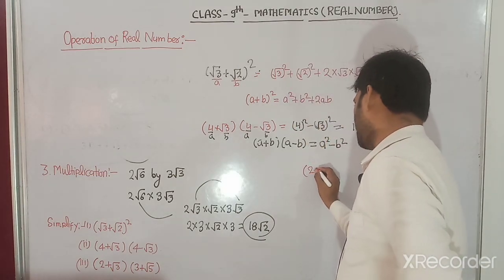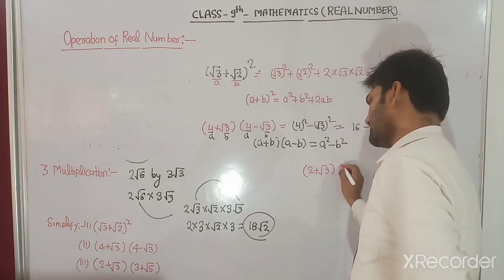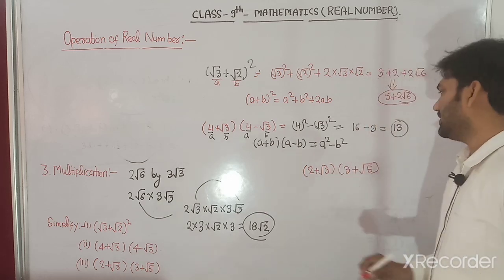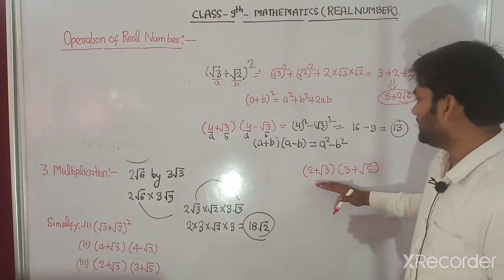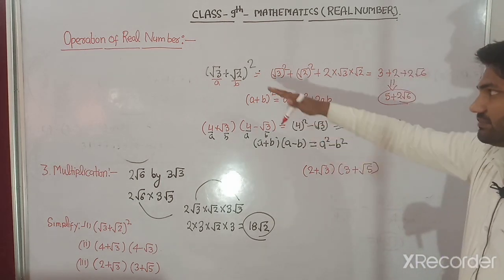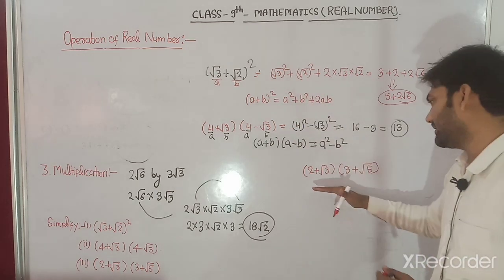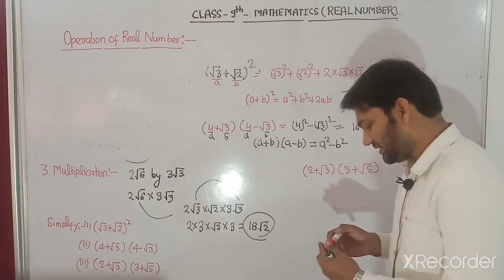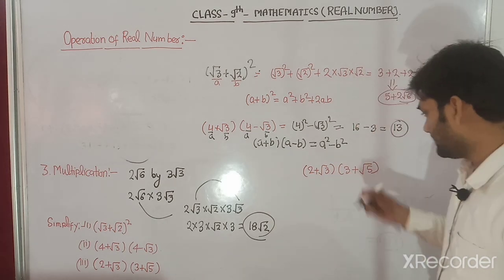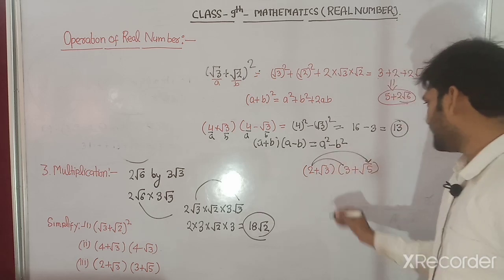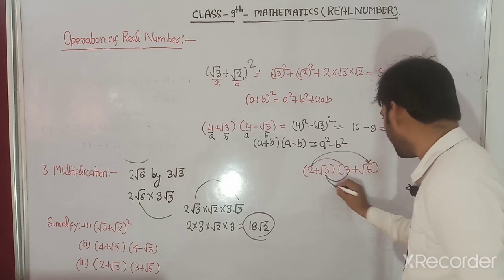2 plus root 3 and 3 plus root 5. How to multiply? This does not fit any formula. It is not the pattern of a plus b or a minus b, and not the pattern of (a plus b) whole square or (a minus b) whole square. Then first multiply all the terms one by one: the first number multiplies both numbers, the first and second, and the second number also multiplies both numbers.